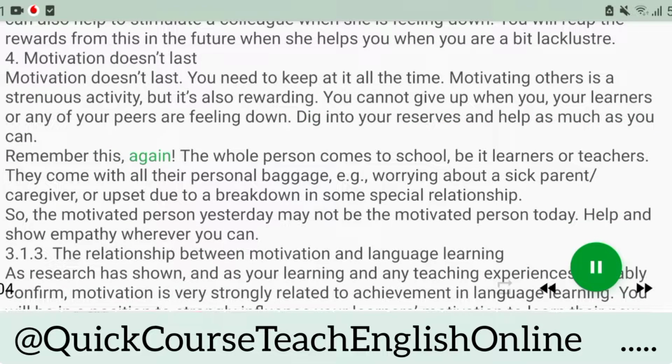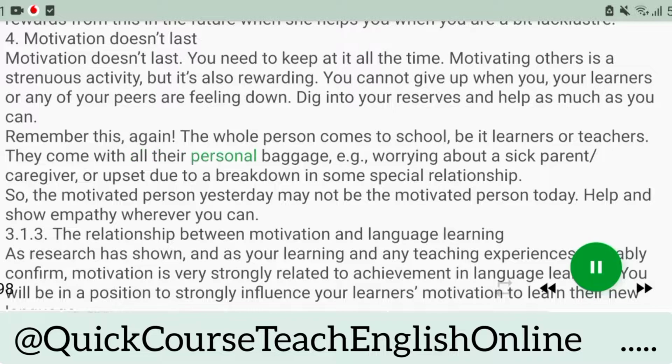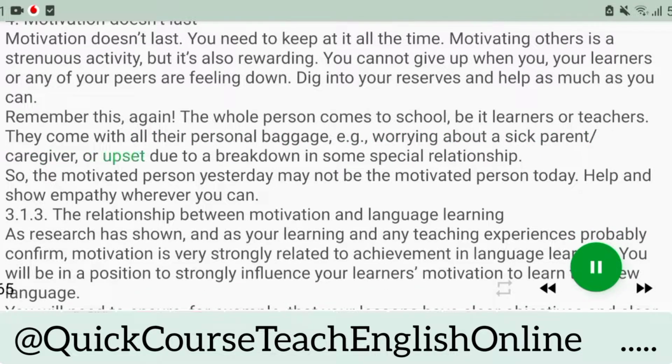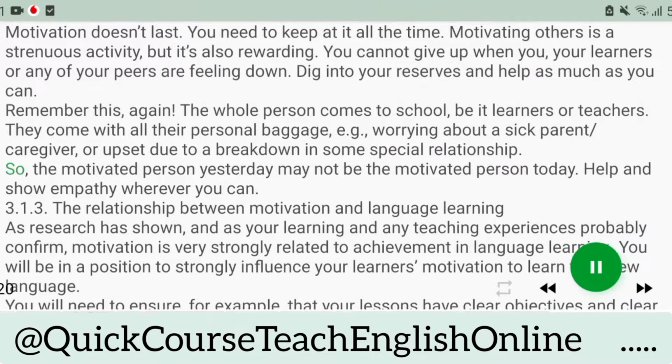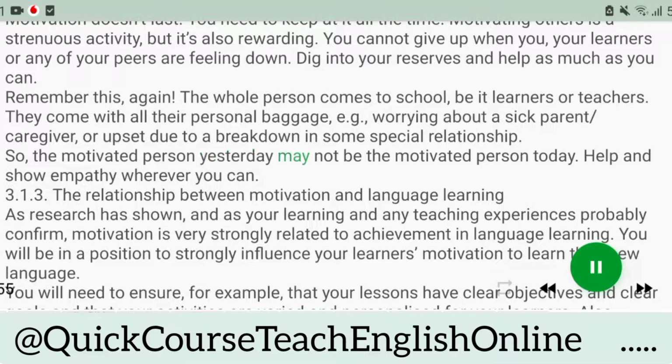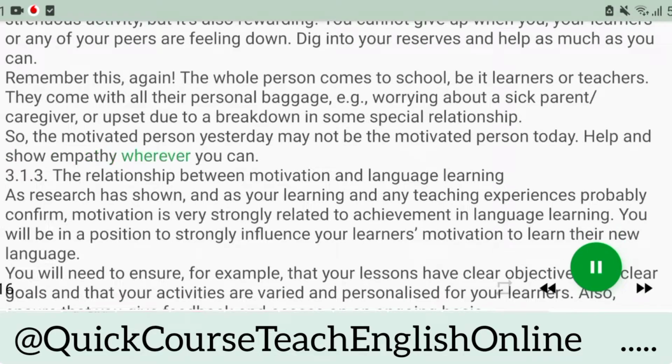Remember this, again. The whole person comes to school, be it learners or teachers. They come with all their personal baggage, e.g., worrying about a sick parent or caregiver, or upset due to a breakdown in some special relationship. So, the motivated person yesterday may not be the motivated person today. Help and show empathy wherever you can.